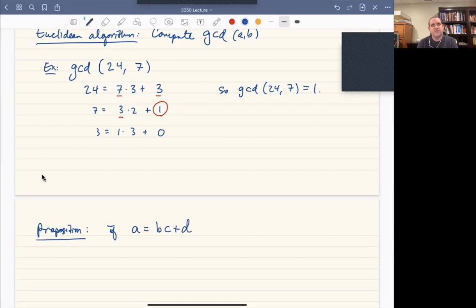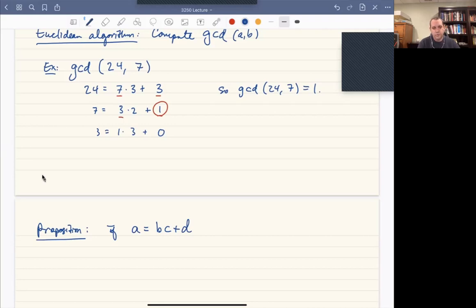I mean, the divisors of a negative number are the same as the divisors of a positive number, so we don't gain anything. I just don't want to deal with those. So let's assume that we write a as bc plus d. I am not assuming necessarily that we're applying the division algorithm here. So I don't care if d is a true remainder.